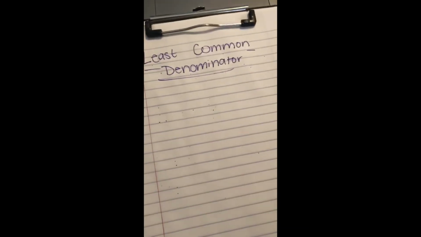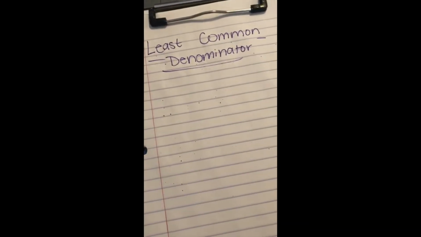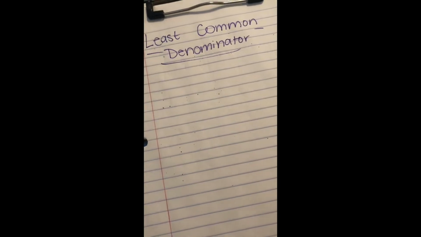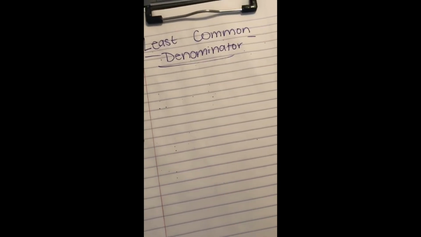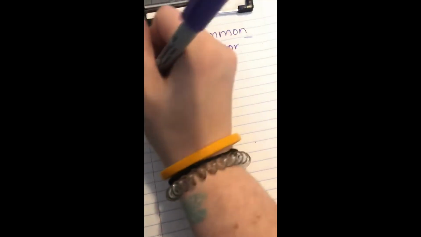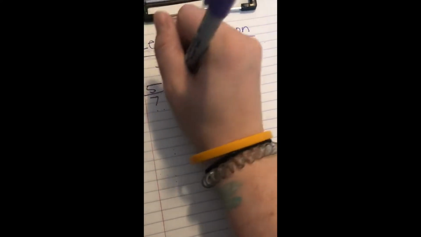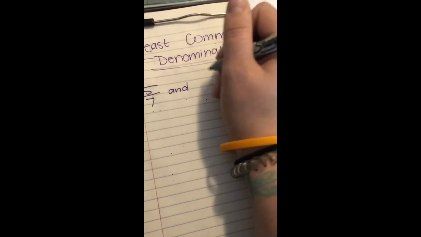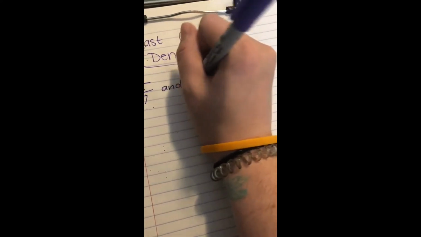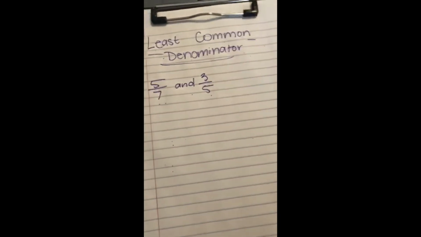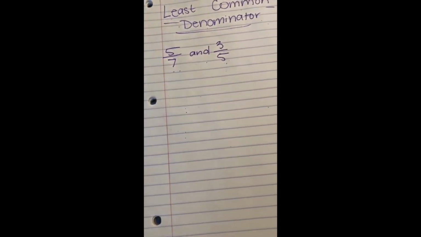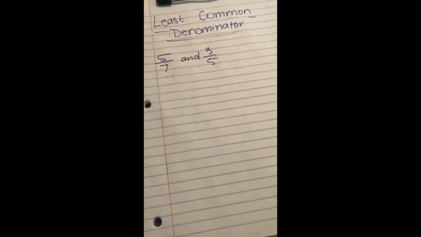So here's another video to give you just another example of finding the least common denominator. So we're going to start with two fractions. So say you had 5/7 and 3/5. Okay, so the first thing you need to do, if you look at these, they obviously have different denominators, so if you wanted to add or subtract them, you couldn't, at least not very easily.